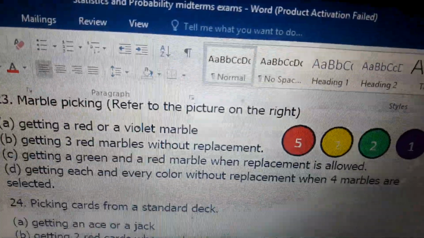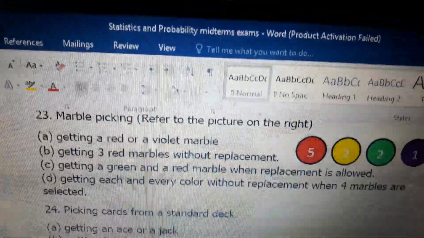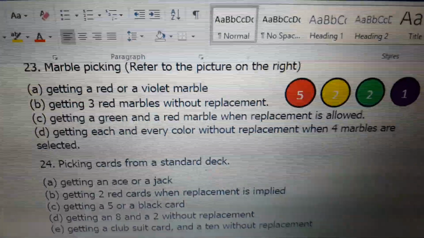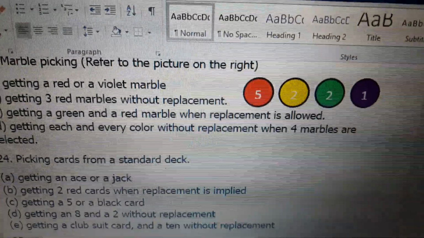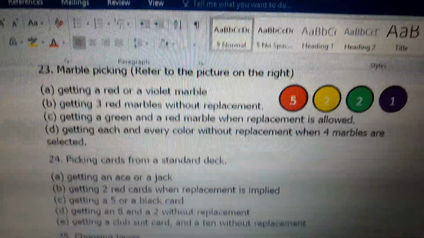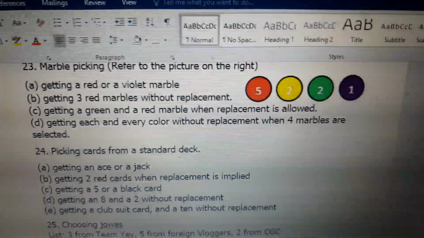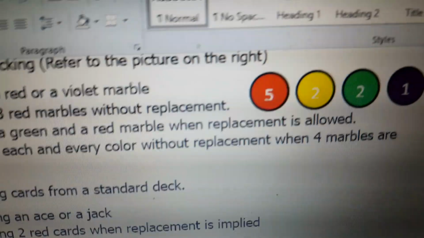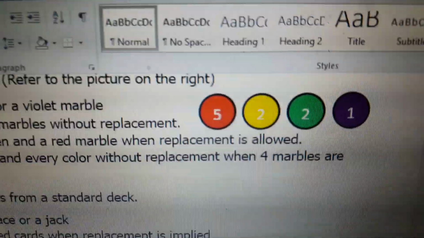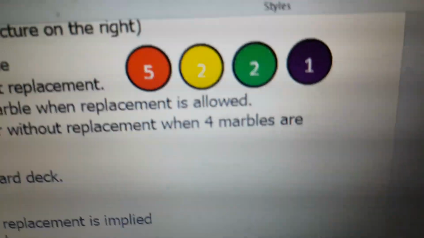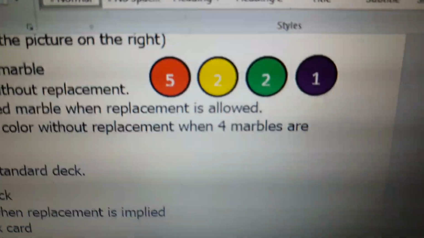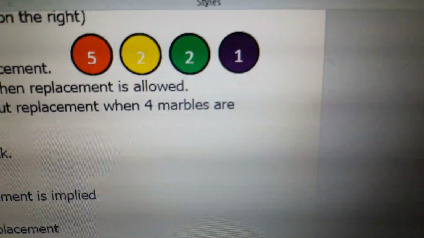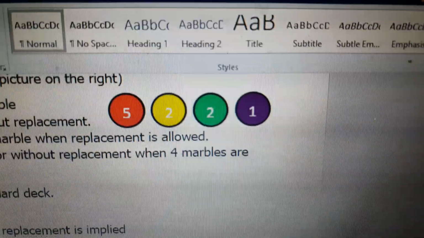Tama? Next, letter B. Getting 3 red marbles without replacement. Ayan. These are also one of the most popular examples that they will give you in stats and probability. Like for example, getting the probability of getting 3 of those things with replacement or without replacement. It depends upon the situation for this particular concept. Pero this one, sabi dito, without replacement. Ibig sabihin, kung aling marble na pinili, hindi mo na pwedeng ibalik. Whatever marble has already been selected, yun na yun. So, ganito kasi yung formula.